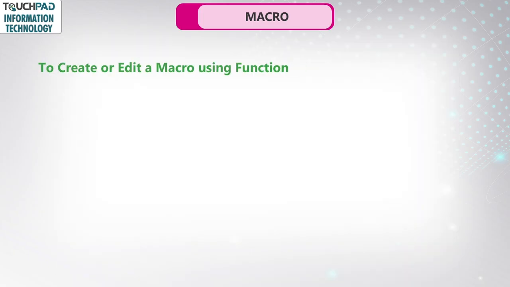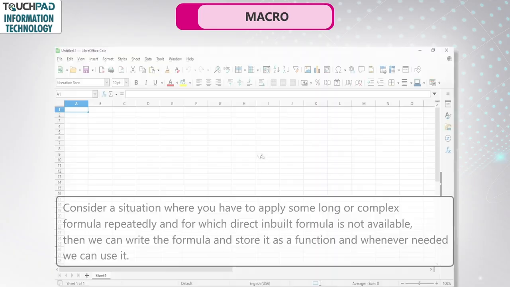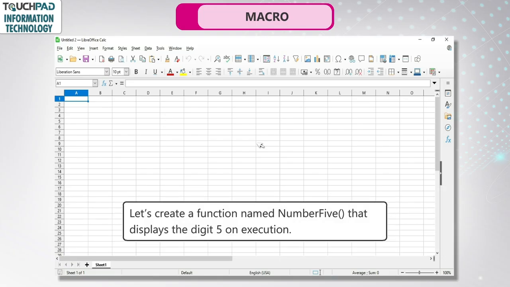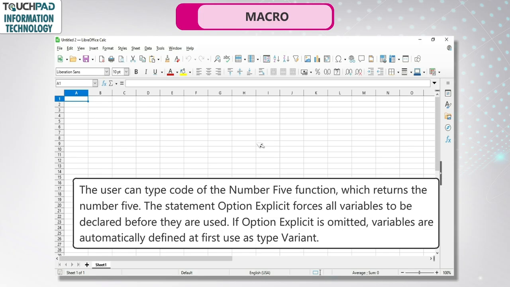To create or edit a macro using function. Consider a situation where you have to apply some long or complex formula repeatedly and for which a direct inbuilt formula is not available. Then we can write the formula and store it as a function, and whenever needed we can use it. Let's create a function named number5 that displays the digit 5 on execution. The user can type the code of the number5 function, which returns the number 5.